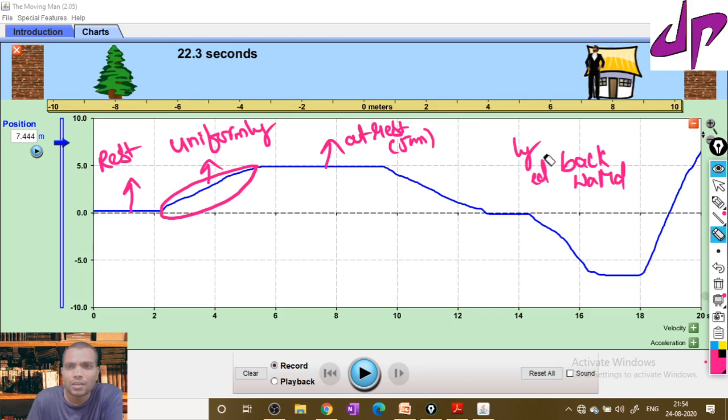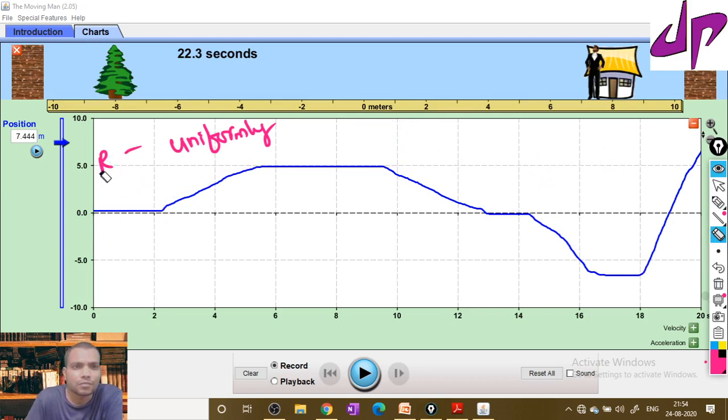So likewise, for the motion of an object, especially when it comes to position versus time, we will plot certain graphs. From the graph information, we will understand how the object's motion is.